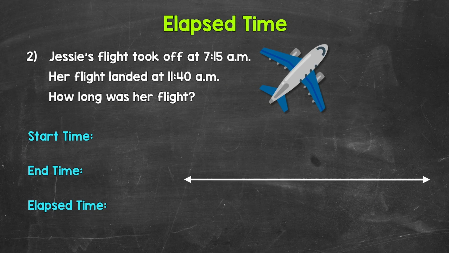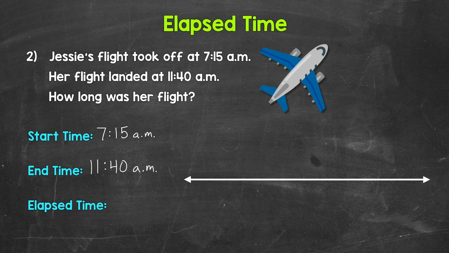Taking a look at number 2, we have Jessie's flight took off at 7:15 a.m. Her flight landed at 11:40 a.m. How long was her flight? So Jessie's flight took off or started at 7:15 a.m. So that's our start time. And then the flight landed or ended at 11:40 a.m. So that's our end time.